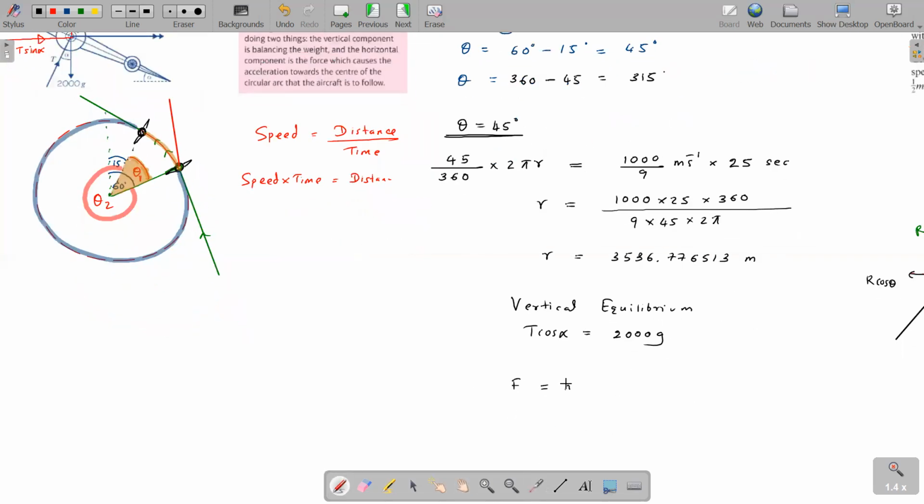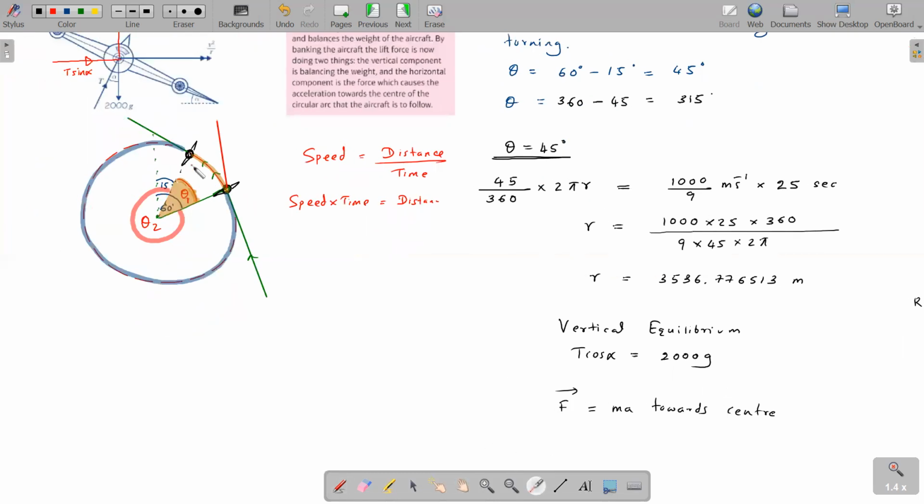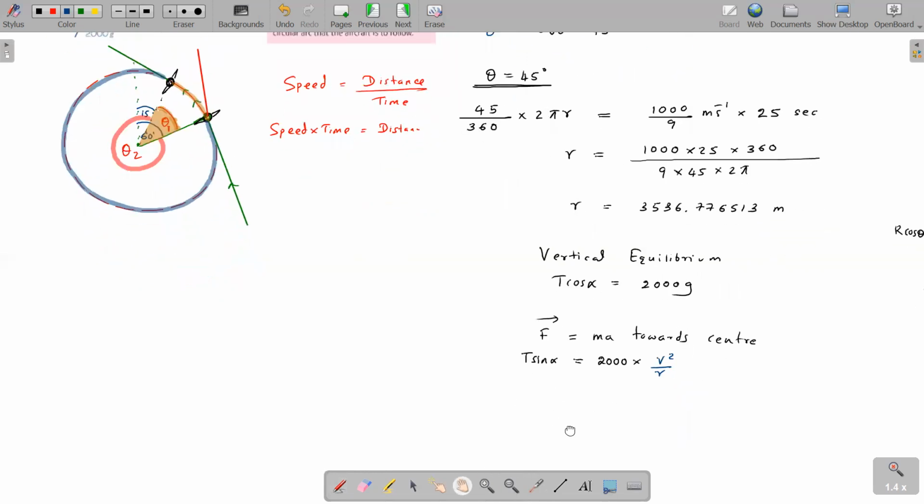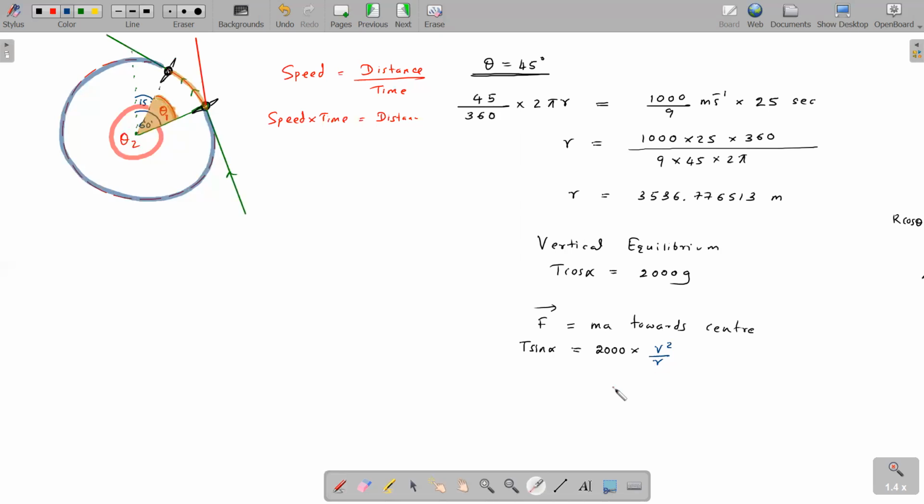We apply F equal ma towards center. So what are the centripetal forces here? Centripetal force is T sine alpha. I marked it at the very beginning, right? It's T sine alpha, nothing else. Mass is 2000 kilograms. Acceleration, we can use r omega square or v square over r. The double arrow means the acceleration, okay? So here the centripetal acceleration v square over r should be good, right? Is that okay, guys? I think you can see we know all the values here.